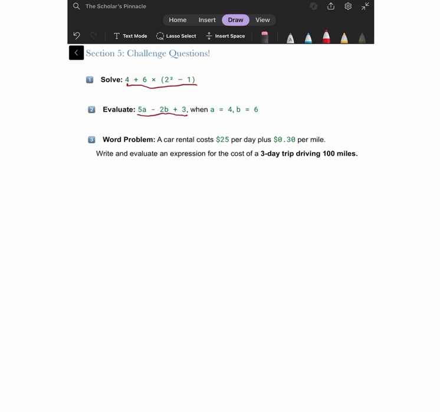Evaluate this. 5a minus 2b plus 3, when a equal to 4 and b equal to 6. And a word problem. A car rental costs $25 per day plus 30 cents per mile. Write and evaluate an expression for the cost of a 3-day trip driving 100 miles.